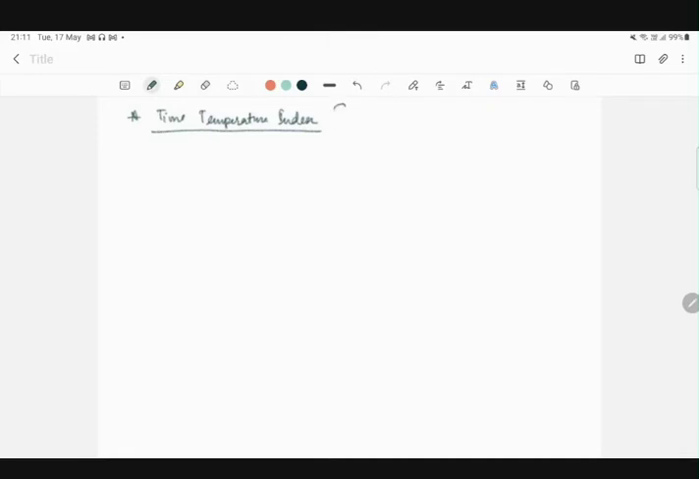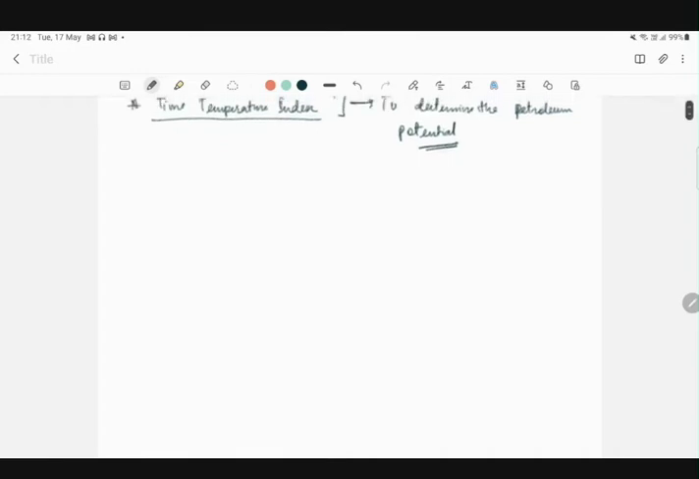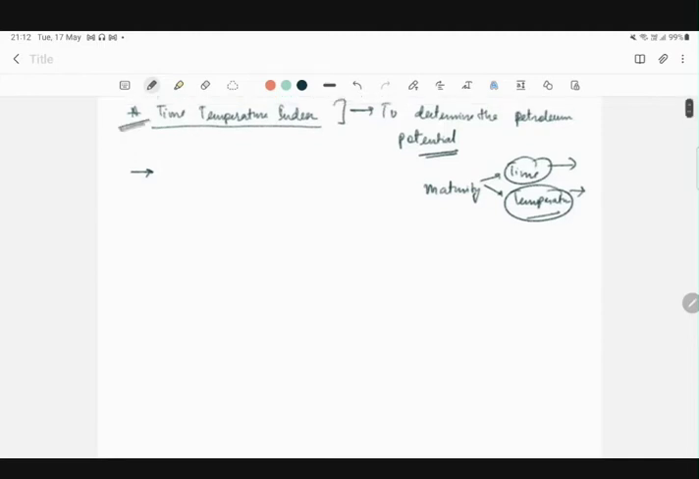So this is also a method to determine the petroleum potential. Write down a few points on time temperature index. As we know, maturity is affected by two things: first is time and second is temperature. Using these two factors of maturity, someone designed the time temperature index. Maturity is determined by time and temperature, and that's why we are employing the time temperature index.